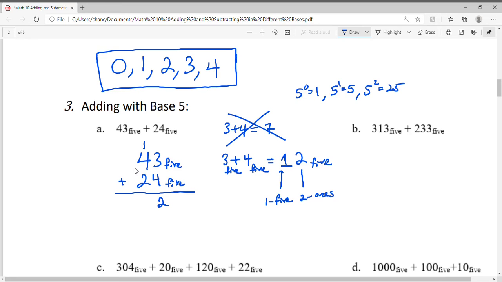Now we'll add 1 plus 4 plus 2, which is going to give me 7. Again, 7 is not possible in base 5. So we have to write 7 in terms of powers of 5. So that's 1 five with a remainder of 2. So this gives us 2 here, and I have to carry the additional 1 over. So we have our solution: 43 base 5 plus 24 base 5 is 122 base 5.